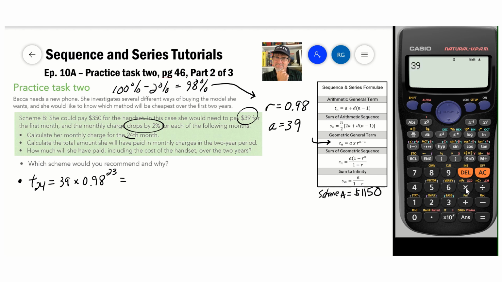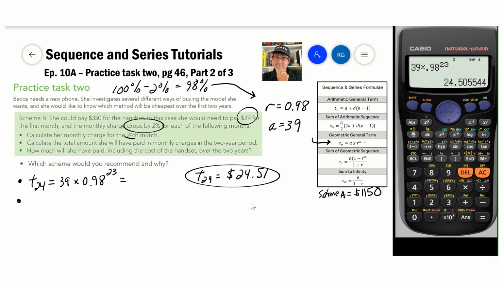39 times 0.98 to the power of 23. That gives us $24. And if we round to 2 dp, because we're talking about money, it would be $24.51. So our 24th term is $24.51. All right. Next bullet point.